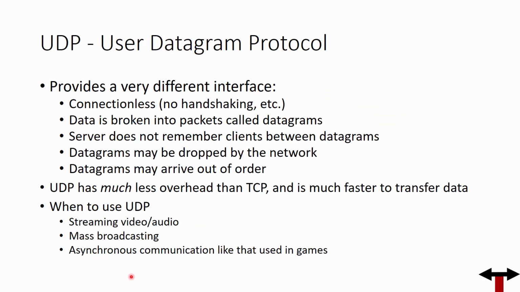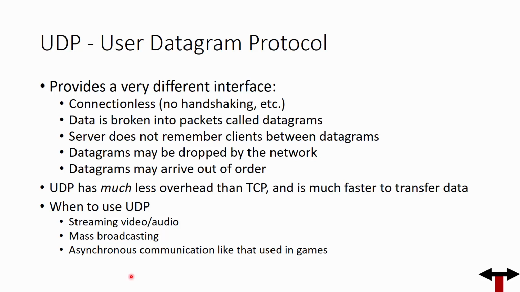Okay, so UDP. UDP is totally different. It's connectionless. There's no handshaking. They don't communicate. They don't talk to each other about talking to each other. They just start talking. The data is broken up into packets that are instead called datagrams. And the server does not remember clients between the datagrams. They could be dropped by the network, they could arrive out of order, their contents might be messed up. So UDP has a lot less overhead than TCP, and because of that, it's much faster, it's much more efficient to transfer data.